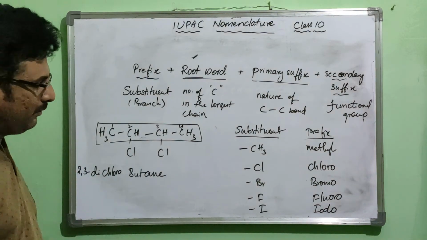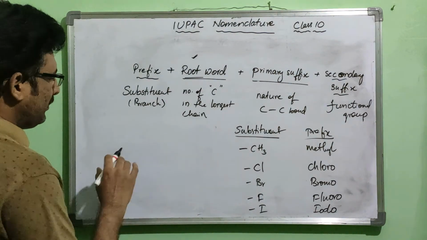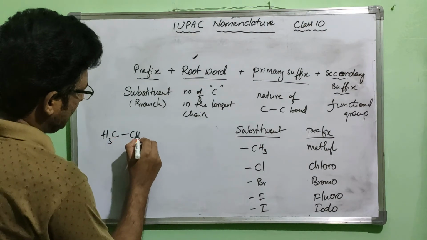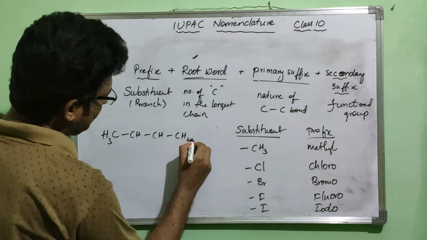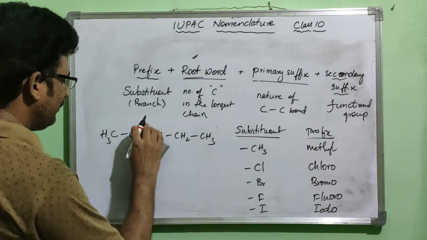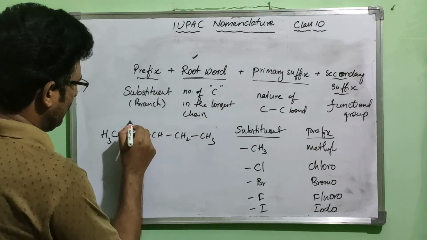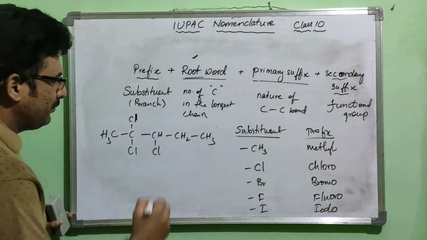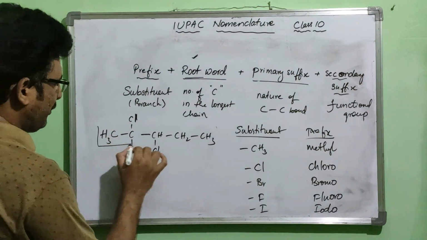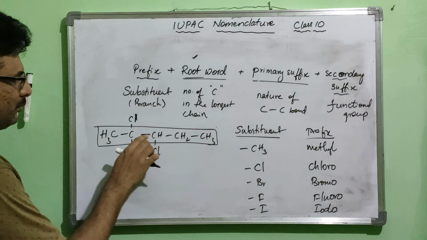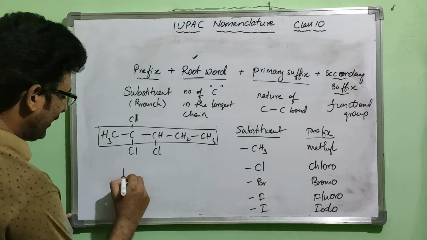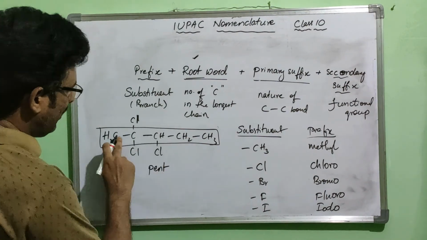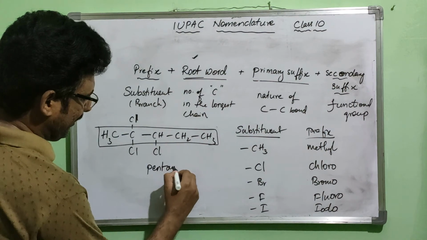And sometimes the same substituent may repeat 3 times like this: CH3, CH, CH, CH2, CH3, chlorine, chlorine, and here one chlorine. So now in this case, again you start with the root word, with the main chain. 1, 2, 3, 4, 5. 5 carbons. So what do we write? We write pent. All are single bonds in the main chain, so it will be pentane.